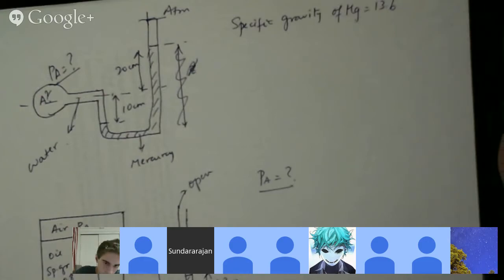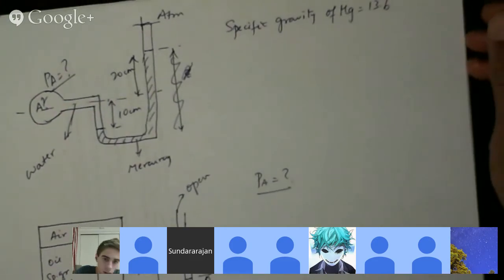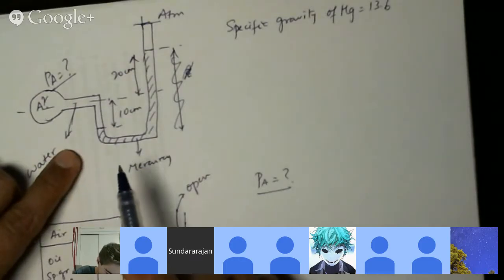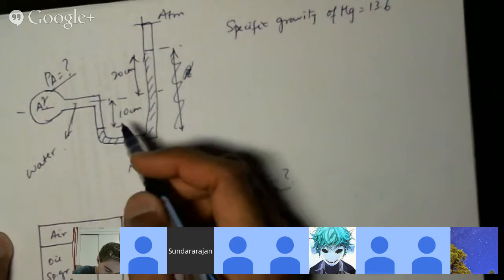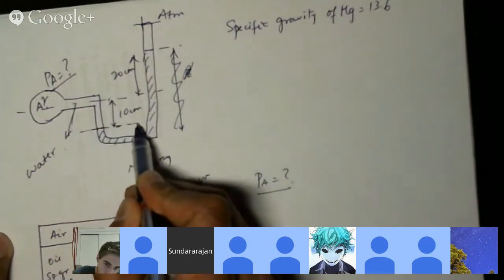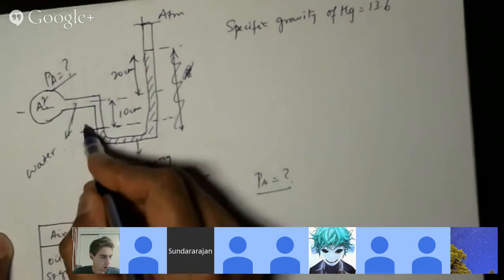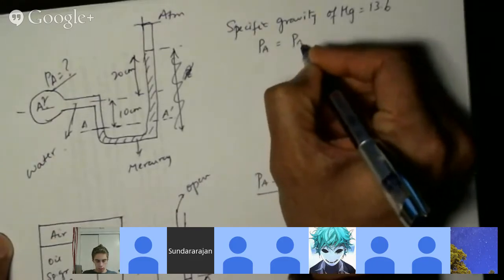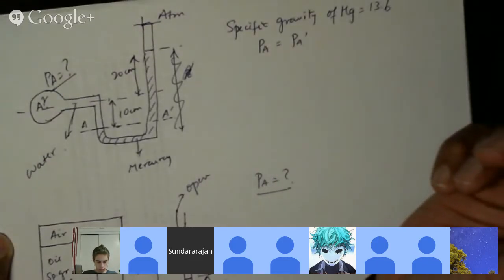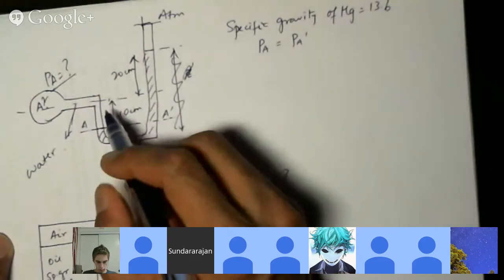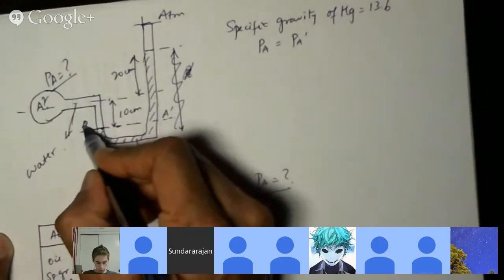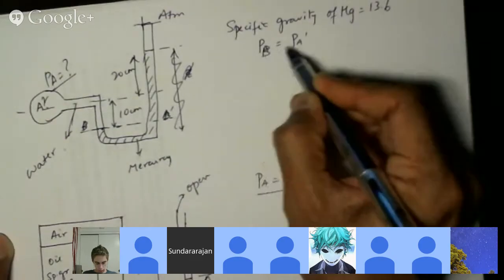P equals P atmospheric plus 13,600 times 0.3. So did you guys finish this? Okay, let me do this. So let's take the pressures from this level. So let's call this A prime. So the pressure at A would equal the pressure at A prime. Okay? Sorry, this is already A, so let's call this B prime. So the pressure at B equals the pressure at B prime.